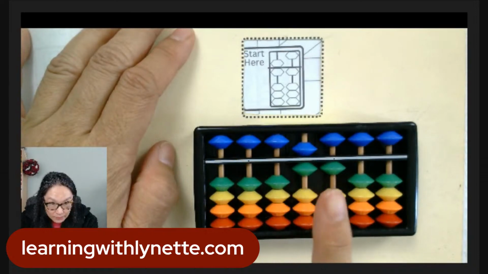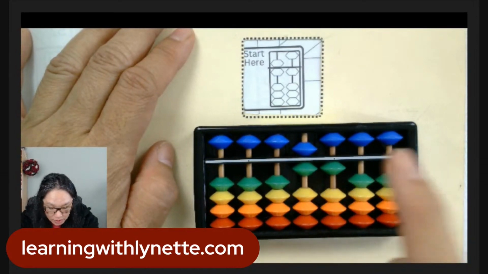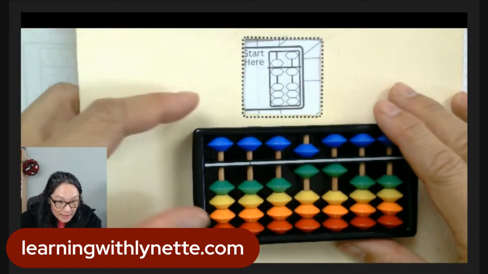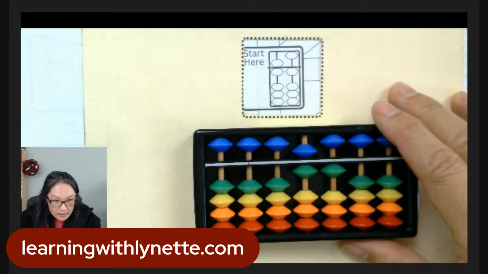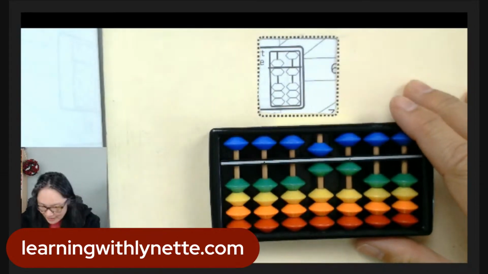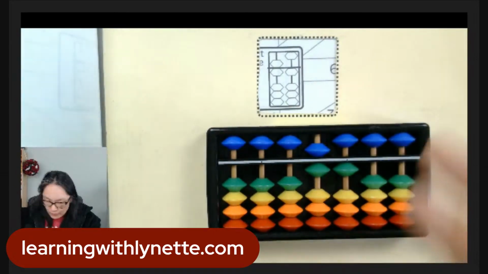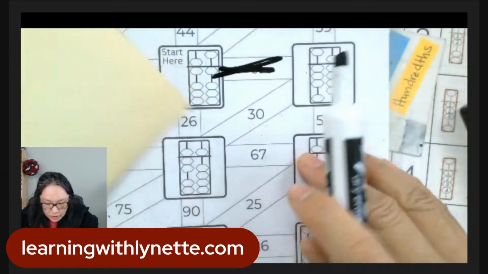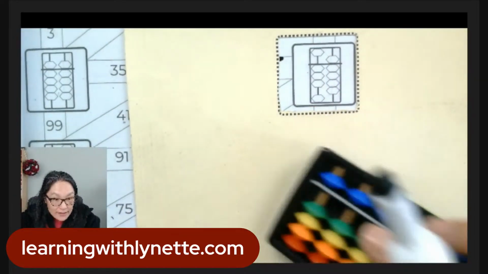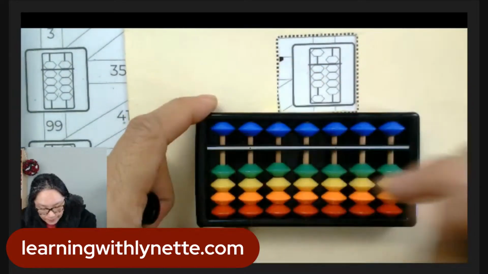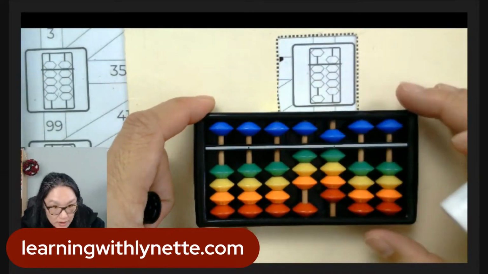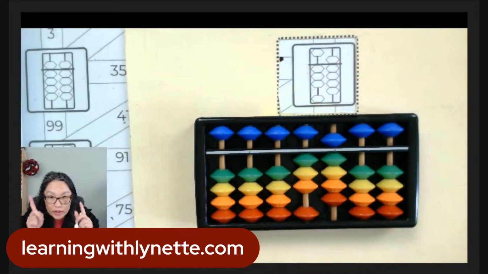How do I know it's 61? Because this is my tens and this is my ones. So I have my 1 and then 60, 5, 6. Thank you. So then what I'm going to do is color in 61. When I color in 61, I'm going to go to the next box, and this box is what? This box is that number and then this. So what we're reading is our 2-digit numbers. This is a 2-digit number.